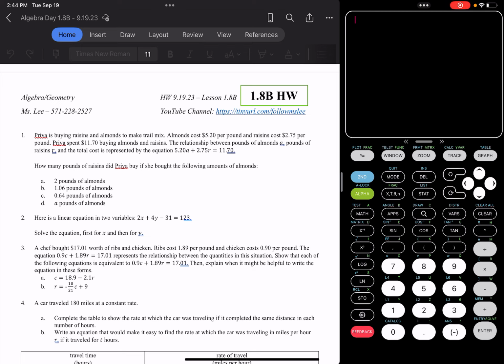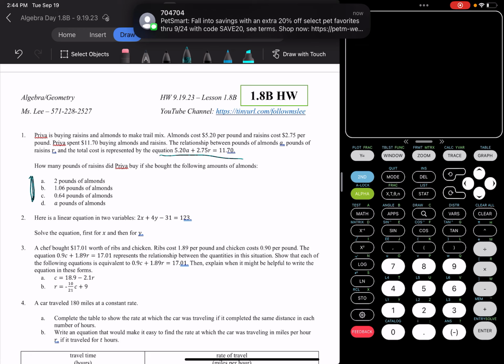Almonds cost $5.20 per pound, raisins are $2.75. Priya spent $11.70 buying almonds and raisins. The relationship between pounds of almonds, A, and pounds of raisins, R, and the total cost is represented by this equation here. It says, how many pounds of raisins did Priya buy if she bought these amounts of almonds? So what they want you to do is substitute the number of pounds of almonds in the equation and then look for how many pounds of raisins she bought.